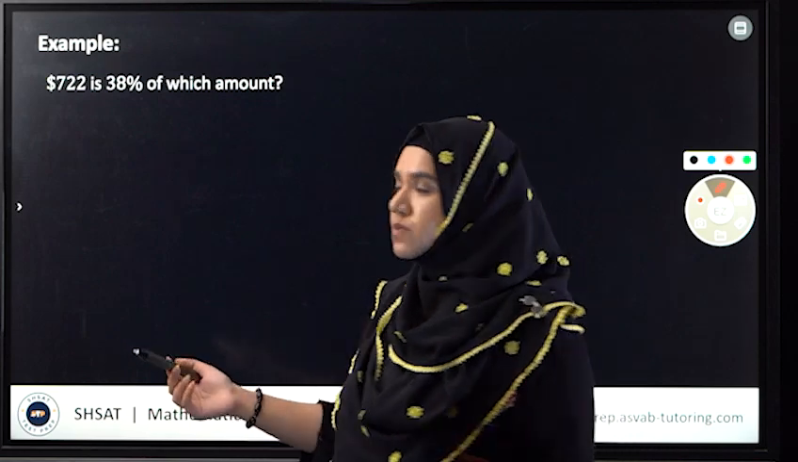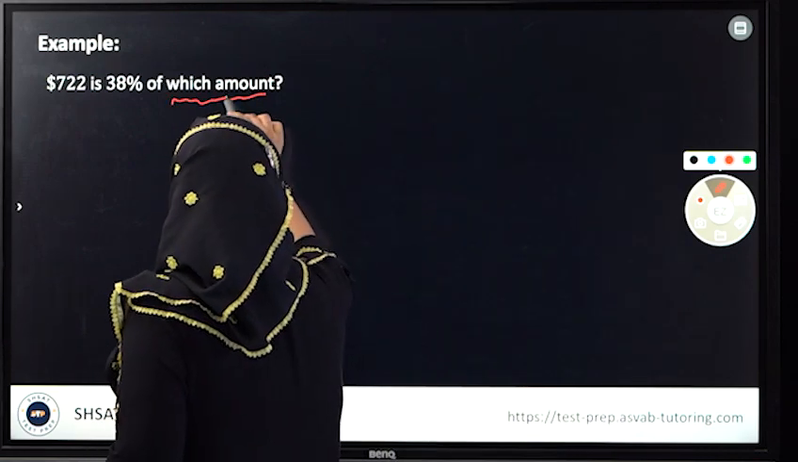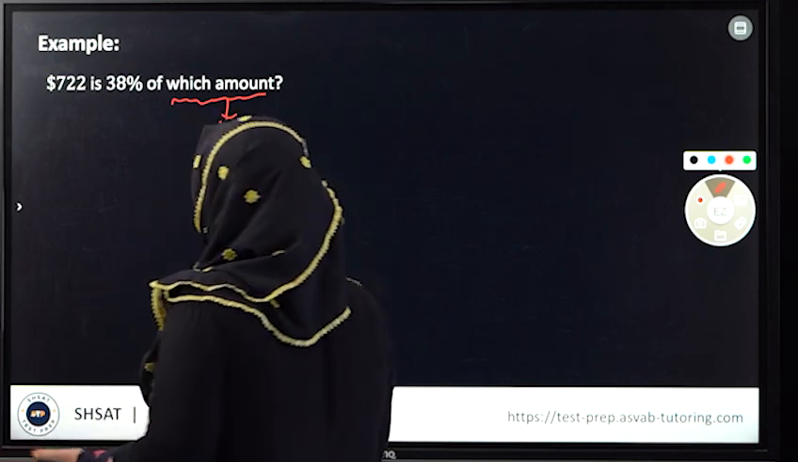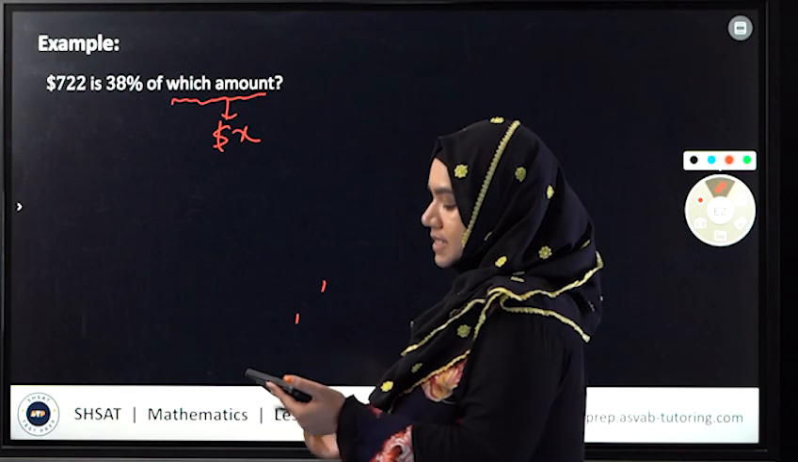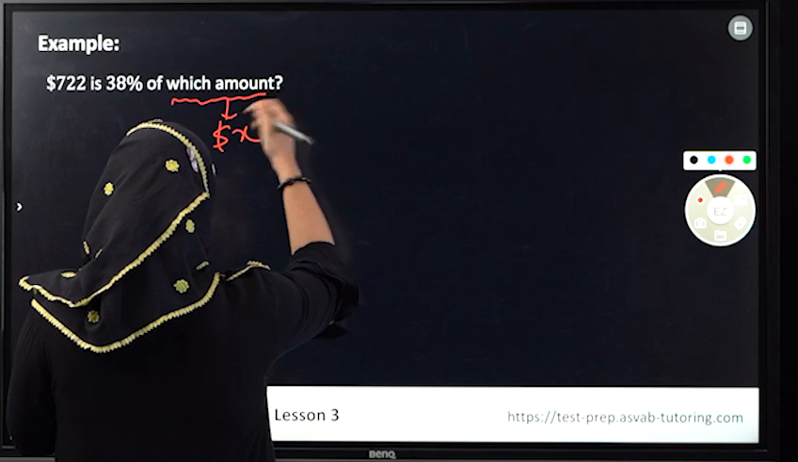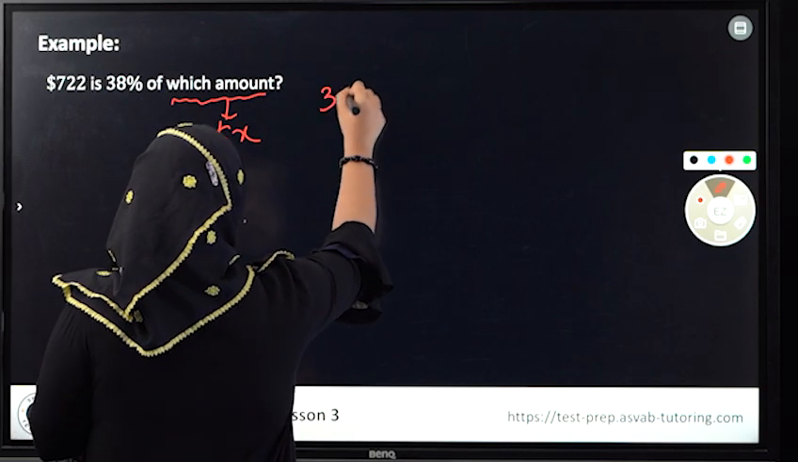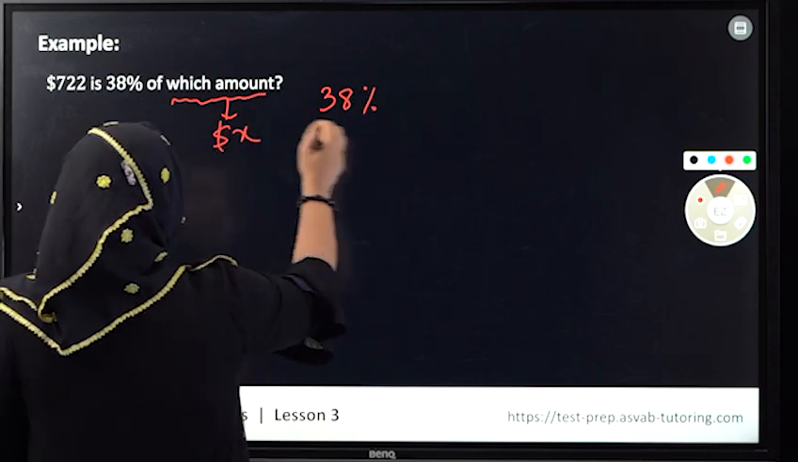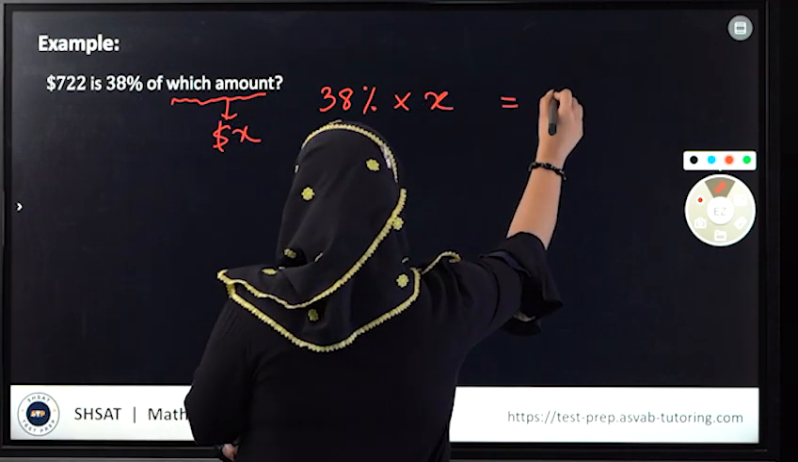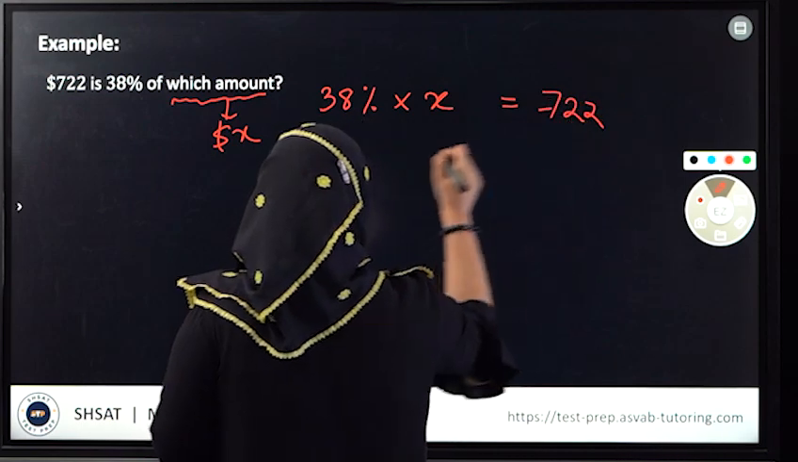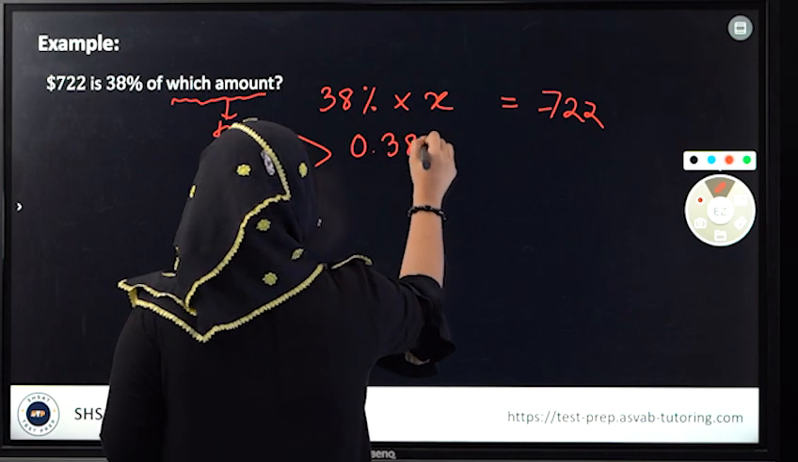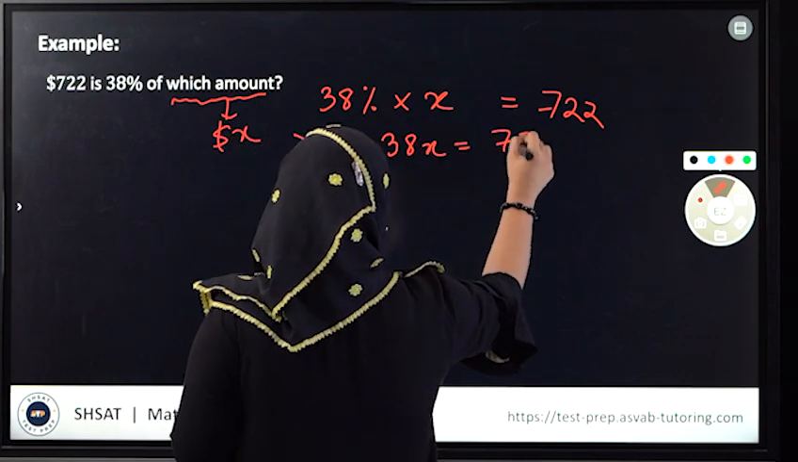So in questions like this, we can actually assume that the amount that they're talking about is X. Okay, we can assume that let the amount that we do need to figure out is X. So if we do that, in that case, we can actually write something like this. We can say 38% of which amount, right? See, of means what? Multiplication. The amount is what? X. And then the answer is going to be what? 722. So 38%, if you convert that to a decimal, that gives me 0.38. We've already learned how to do that, haven't we?